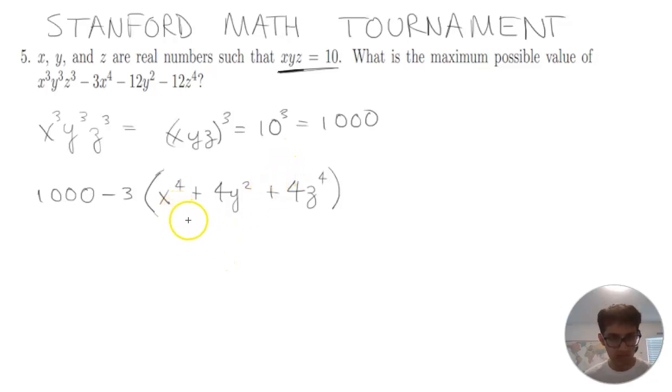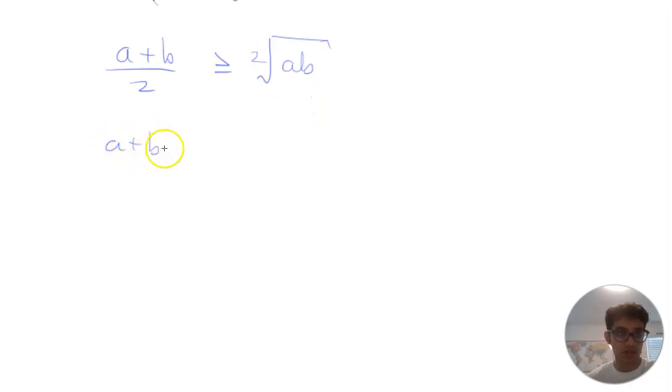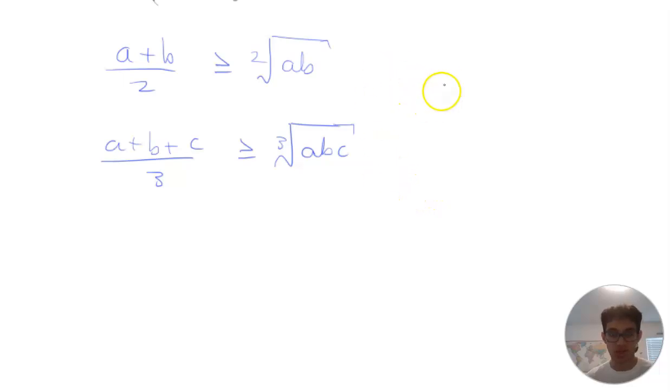Now I'll quickly show you how the AM-GM inequality works. It basically says (a plus b) over 2 is greater than or equal to the square root of ab, and you can extend this to more than 2 terms. With 3 terms, all that changes is (a plus b plus c) over 3 is greater than or equal to the cube root of abc. So essentially it states that the arithmetic mean is greater than or equal to the geometric mean.